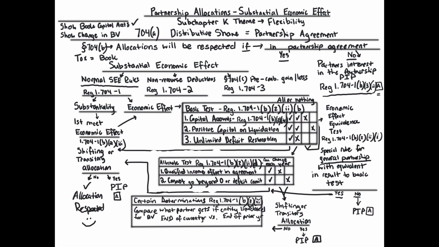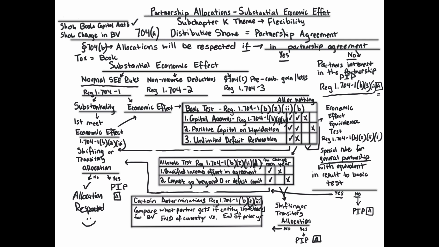So if we meet both of those, then we have to ask, is it a shifting or transitory allocation, which is a substantiality question. I'm sorry, my apologies. If we fail the alternate test because requirement 1 or 2 has failed, then we ask, is it shifting or transitory? If it's not, then it's a certain determination where we check the book value at the end of this year versus the end of last year and what would happen economically based on the partnership agreement. Who bears the benefits and the burdens? But if it is shifting or transitory, then we have to do the partner's interest in the partnership, which is that factors test. We do not like that.